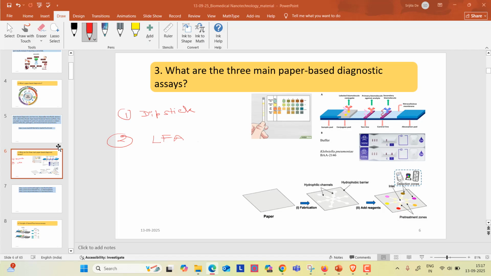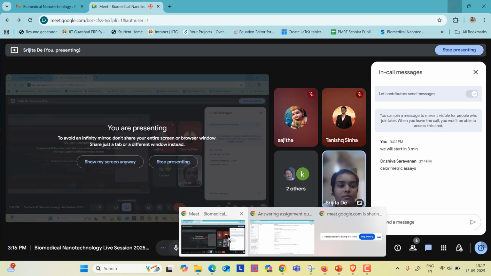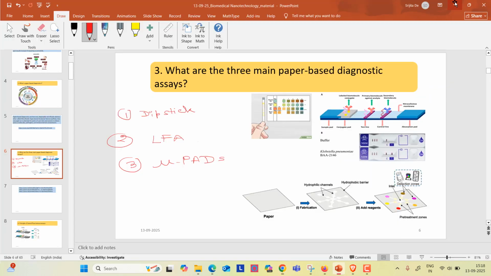The third one is the microfluidic paper analytical devices, or micropads. Okay, so here, this is the paper. They are fabricating it with different patterns, and now they are sensing our samples with it, right? So these are the three types of paper-based diagnostic assays in the market or in research.